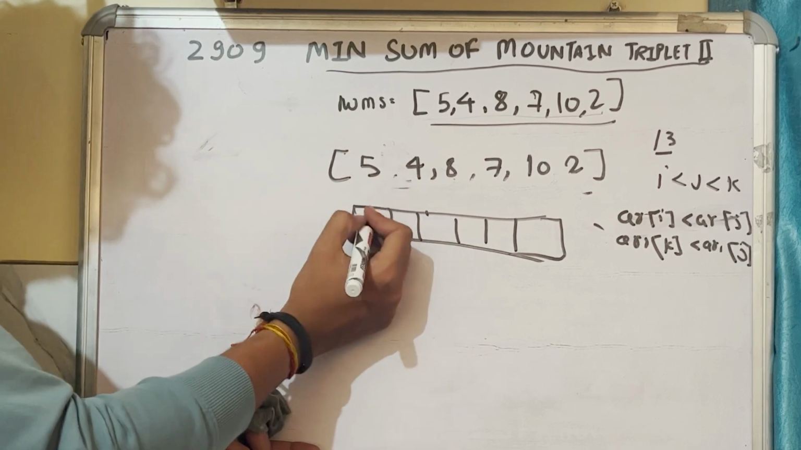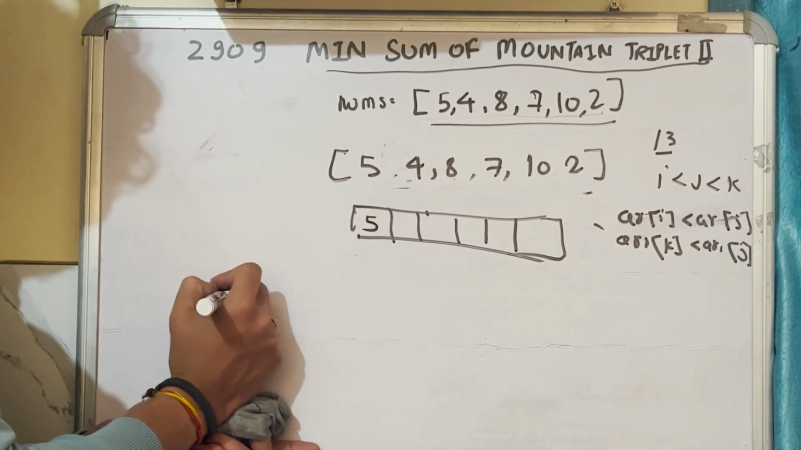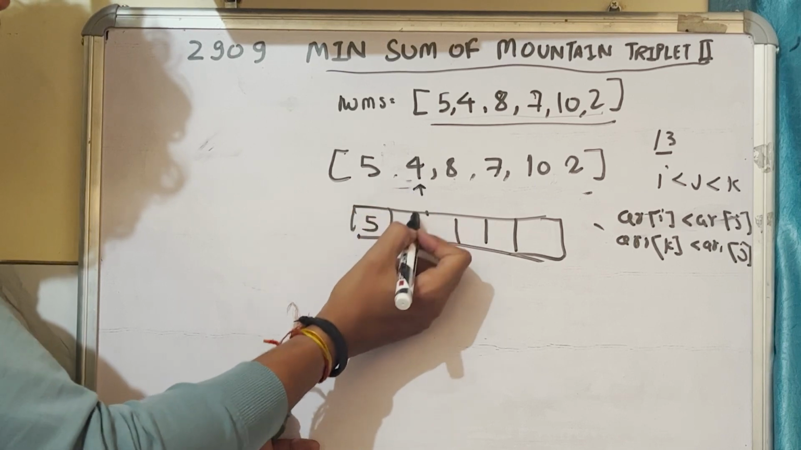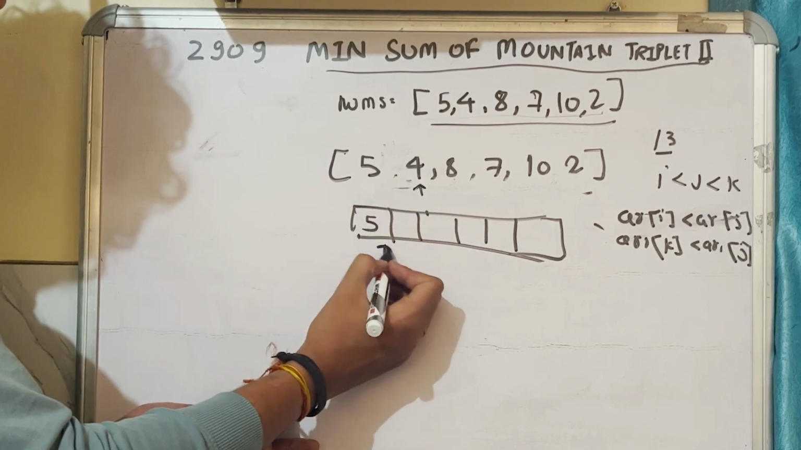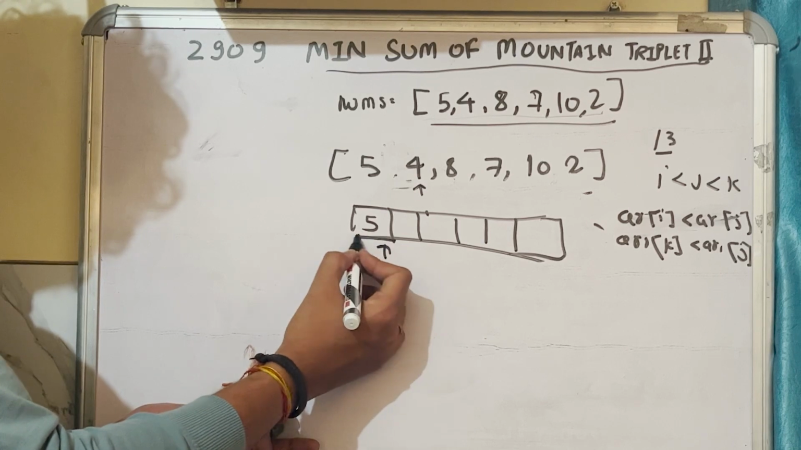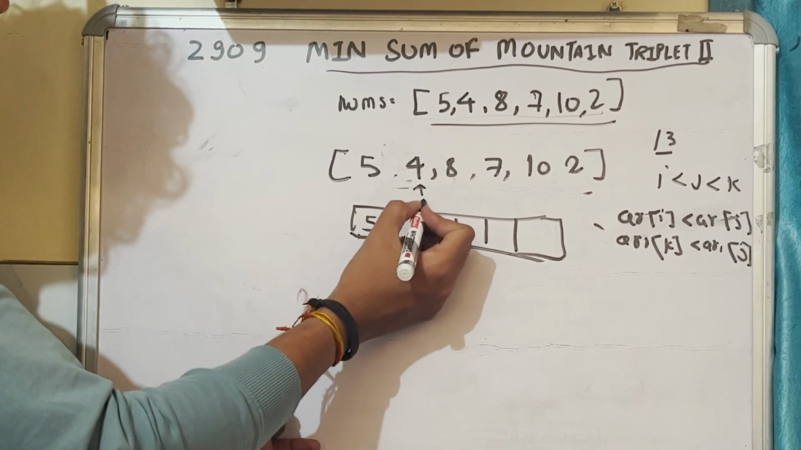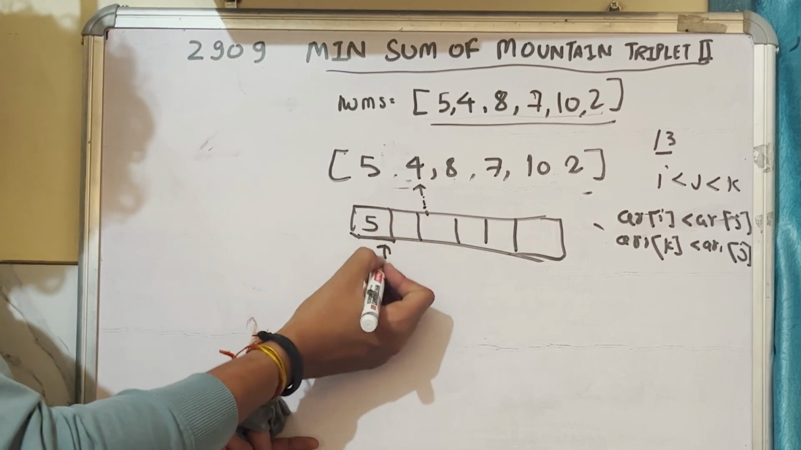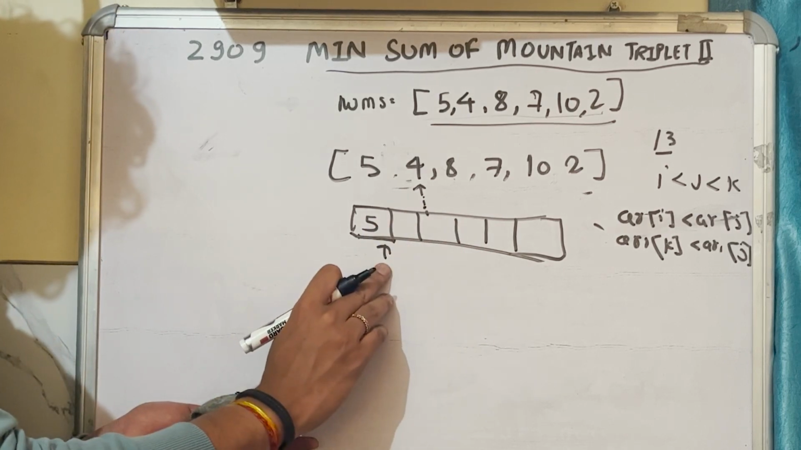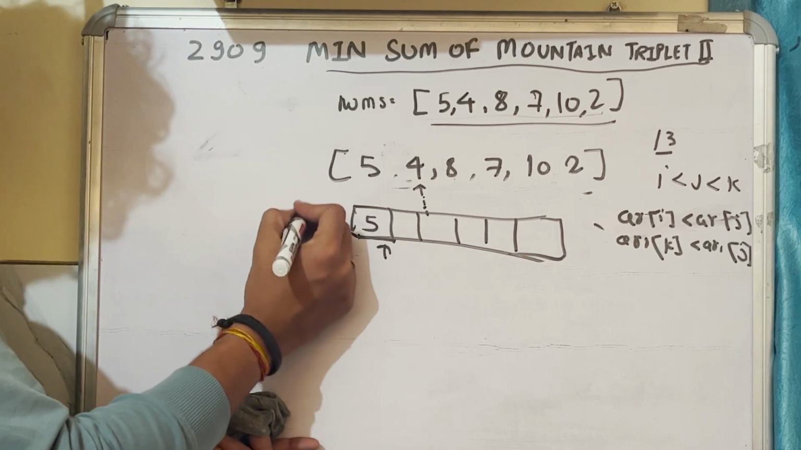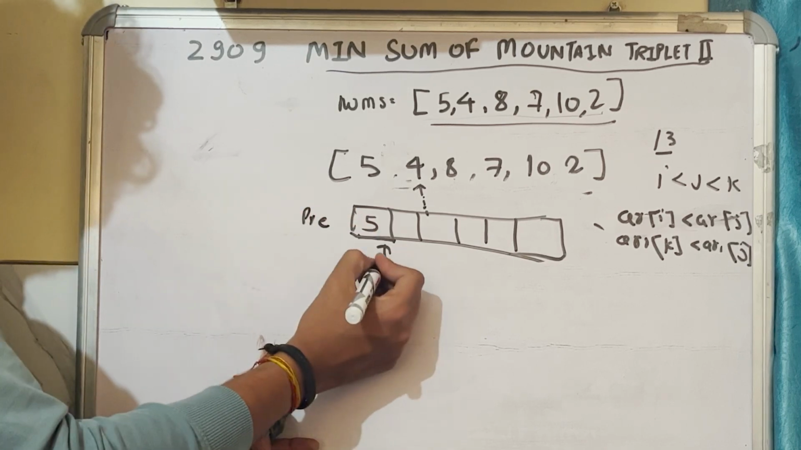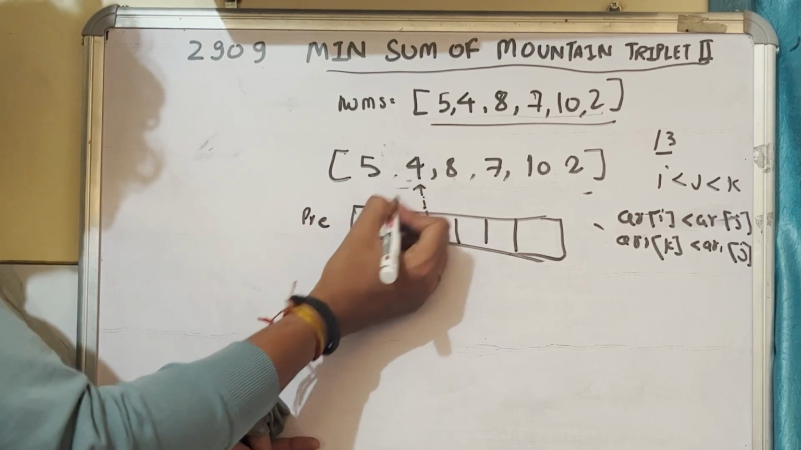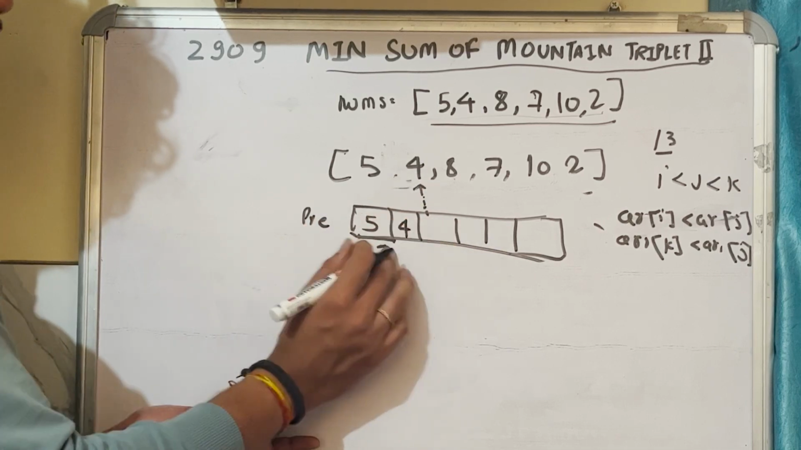Like first your minimum value will be 5. Then before 4, you will compare with this value. If I is pointing here, then we'll check with the value in the prefix array, which will be pointed by I minus 1. You can use that also. You will compare, 5 is less than 4? Yes, so 4 is your current minimum value.